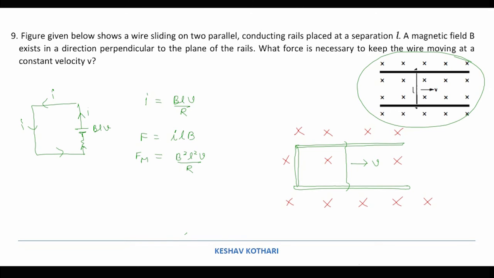But in this particular case, since this circuit is incomplete, the wire will continue to slide and this force will not act. If the magnetic force is absent, there is no force acting on the wire to decrease its velocity, and hence the force is not necessary. So the force that is necessary to keep the wire moving at a constant velocity is 0. We will not require any force to keep it moving.